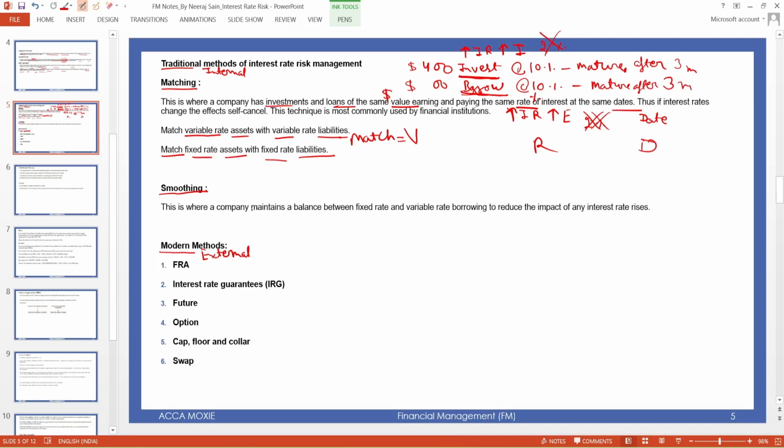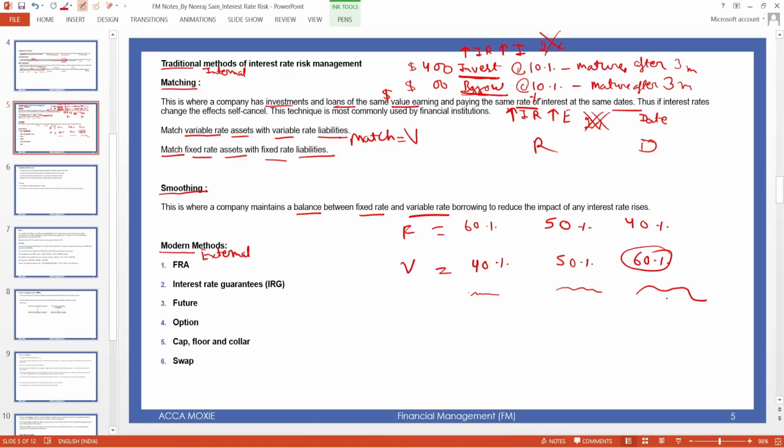Next is smoothing. In smoothing, we make a balance between fixed and variable. For example, we may have fixed at 60% and variable at 40%, or another case 50-50, and another case 40-60. If we have higher fixed rate borrowing, we are less exposed to risk due to fluctuation. But if we have a higher variable cost and the interest rate increases, we are more exposed.